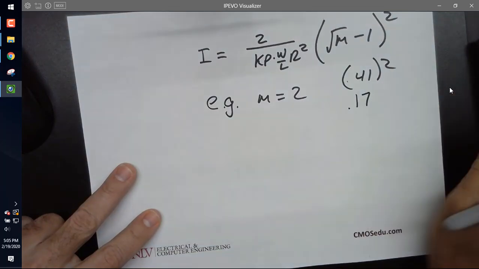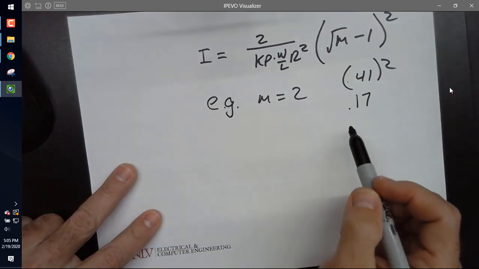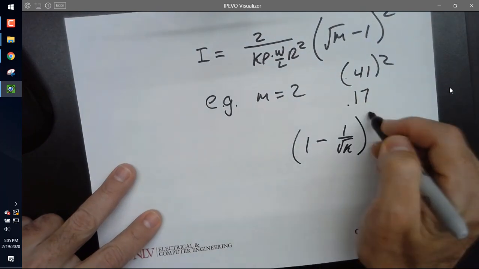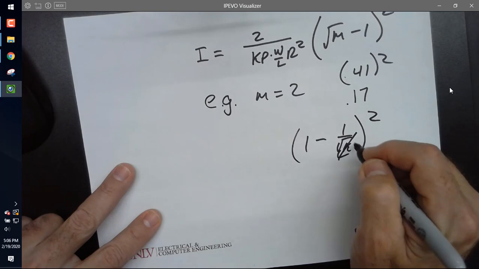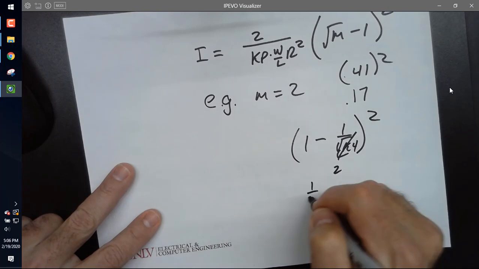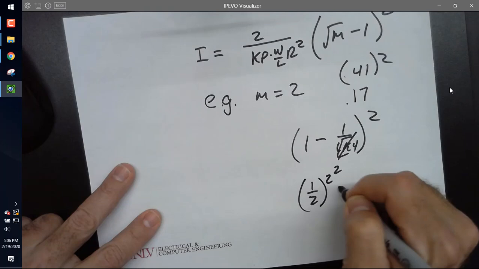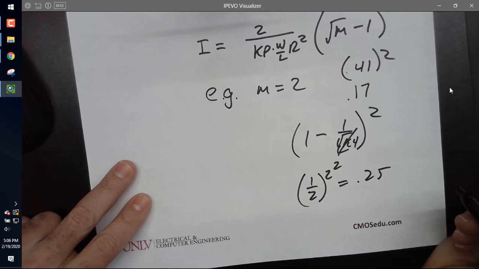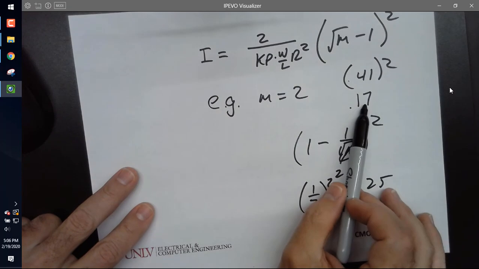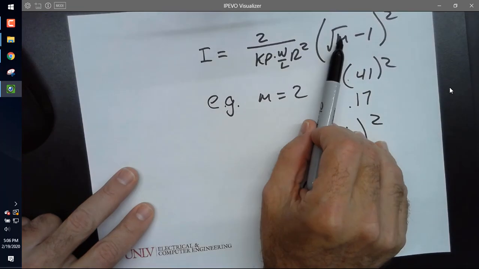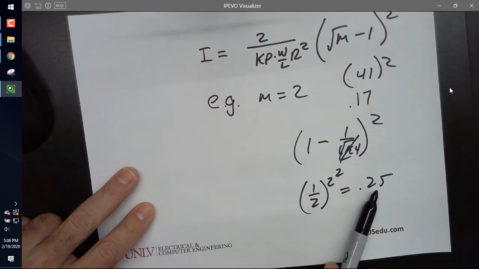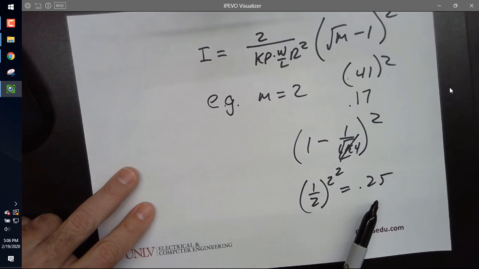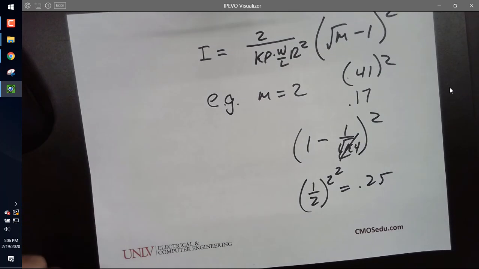And if I ask myself how that compares to the previous, which was 1 minus 1 over the square root of k squared, k was 4, so that would be 2. This is 1/2. That squared is equal to 0.25. So what do I expect? I expect if I use M equal 2 here, the current's going to go down a little bit because I only have 0.17 instead of 0.25. Let's find out, and then we'll do our quiz. Any questions?